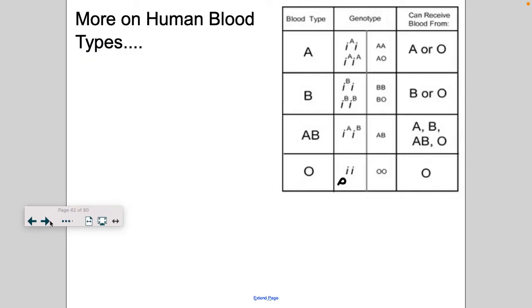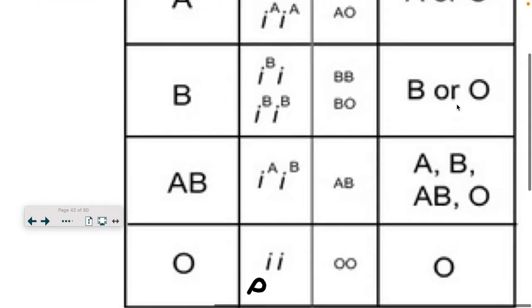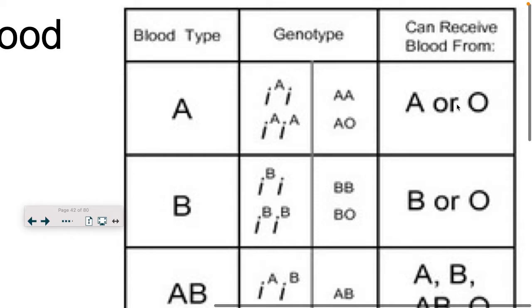So, more on human blood types. This is a table, let me zoom in on it, that shows different alleles. So we have type A. There are a couple of different genotypes you could have for type A. You could be I^A with an I^A, homozygous dominant for type A, or I^A with an i. And you can get blood from A or from O.